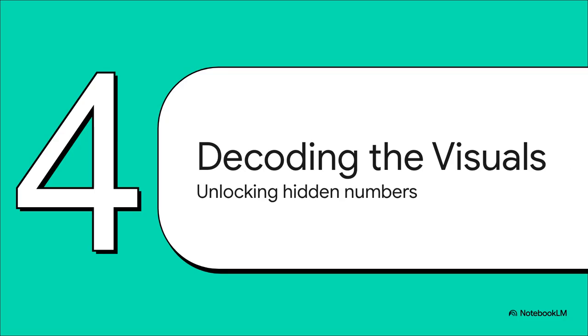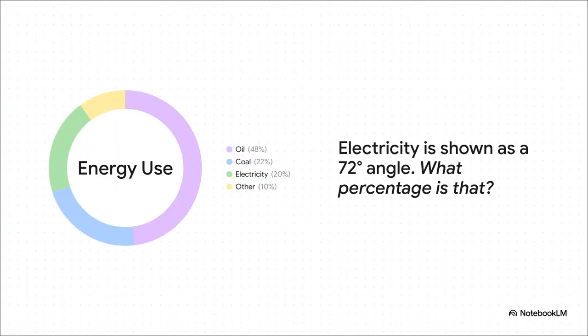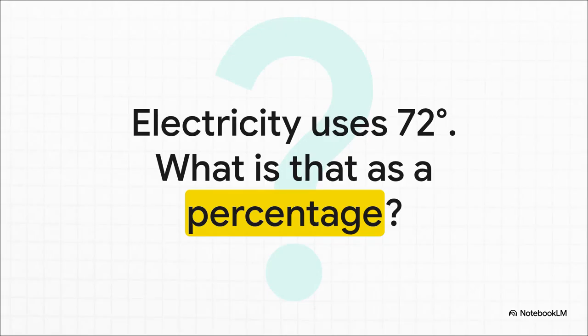Okay, now for some pro tips. Once you've got your visual, how can you pull even more precise information out of it? Let's learn how to decode the hidden numbers behind the pictures. Now, what's really interesting here is this little puzzle. We're looking at a chart for energy consumption. We've got percentages for oil and other, but electricity is labeled with an angle? 72 degrees? What in the world does that mean? This is a fantastic test of our data decoding skills. How do we translate that 72-degree angle into a percentage that we can actually understand and compare to the other slices?